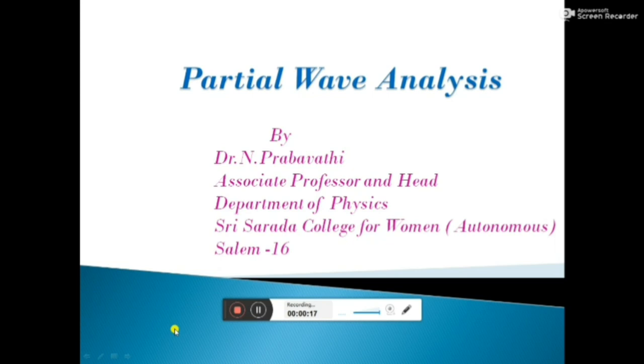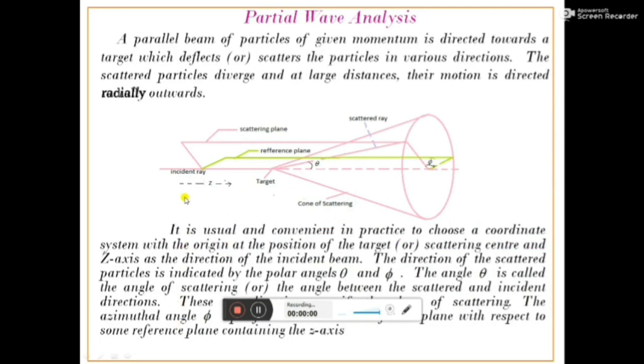In this video, let us see about the partial wave analysis. In the scattering process, a parallel beam of particles of given momentum is directed towards a target which deflects or scatters the particles in various directions. Eventually, at large distance from the target, their motion is directed radially outwards. It is useful and convenient to choose a coordinate system with the origin at the position of the target or at the scattering center, and with the z-axis as the direction of incident beam.